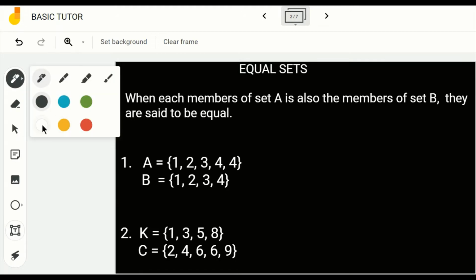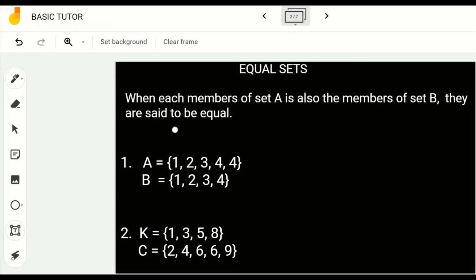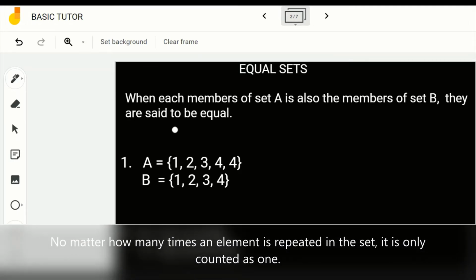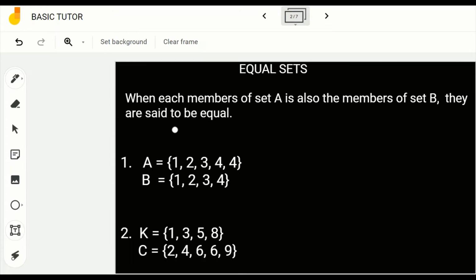In this case, the order of elements in the set is not important, and also no matter how many times an element is repeated in the set, it is only counted as one. So when the members or elements of a set are also the same members in the other set, then both sets are said to be equal.